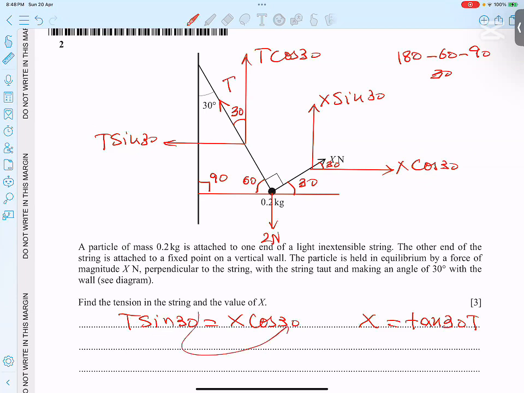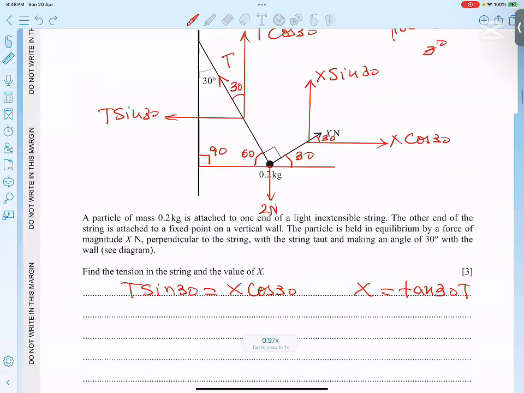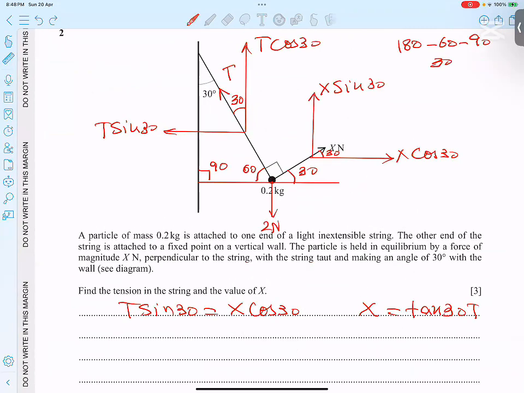Okay, this goes down, I got this one. So anyway, there's one equation I got from here. Two forces are acting upwards and one force is acting downwards. I can make them also one equation. So let's make an equation: T cos 30 plus X sine 30 is equal to 2.